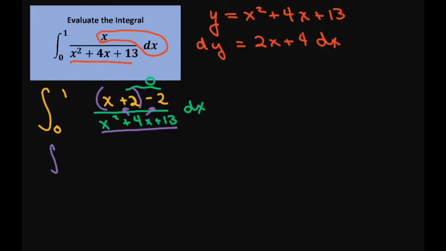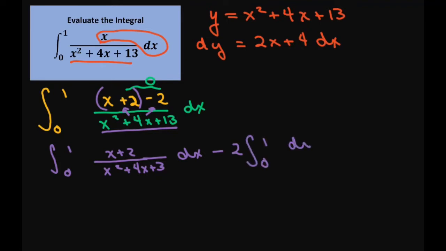So that's going to give me the integral from 0 to 1 of x plus 2 divided by x squared plus 4x plus 13 dx. And then I'm going to have minus, and I'll go ahead and pull this 2 out, the integral from 0 to 1 of dx divided by x squared plus 4x plus 13 dx. I just pulled this 2 out. So there's that. Now, it still doesn't match up to this.